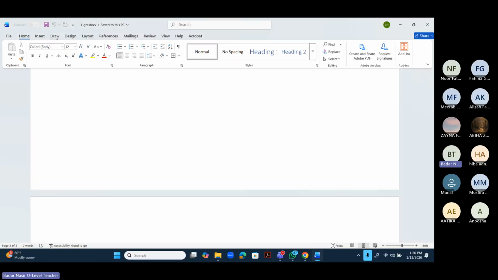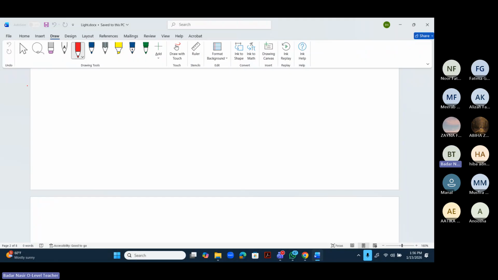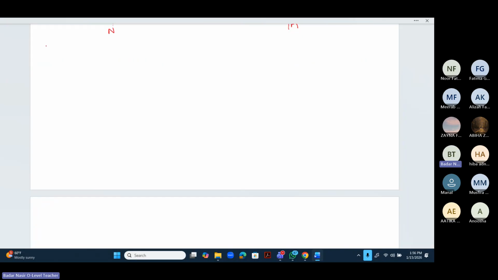So refractive index is the ratio of sin I over sin R. Okay? So let's just write down the definition for refractive index. So what is refractive index?